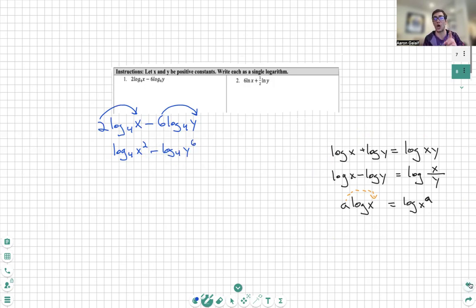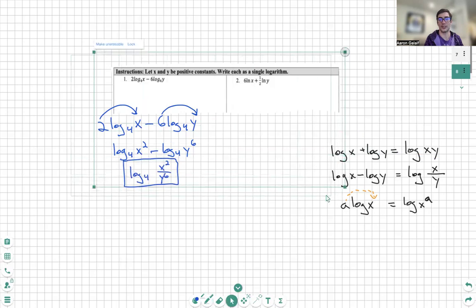Lastly, we take a look at this sign right here because I want to condense this so there's only one logarithm. Well, I know minus is really just division. So I can rewrite this now as log base 4 of x squared all over y to the 6. And that is the condensed version of this logarithm. So easy stuff. Let's do another one really fast.